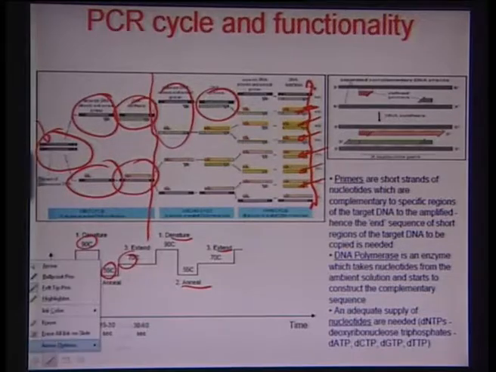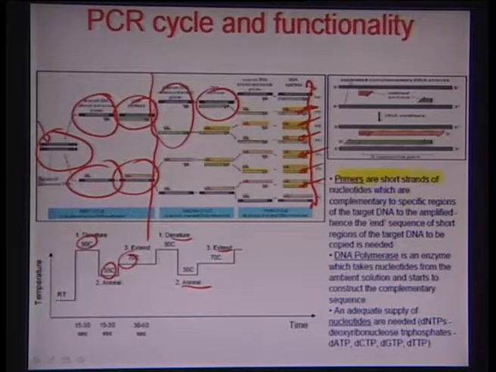Okay. So some take homes here are that primers are short strands of nucleotides which are complementary to specific regions of a target DNA which is to be amplified. Hence the end sequence of short regions of the target DNA to be copied is needed, and so how it is important in diagnostics is again a very critical question. If I am able to sequence a definitive area in a certain region of the gene of a cell of interest, and if that region is able to address a particular entity or a cell of interest. Okay.